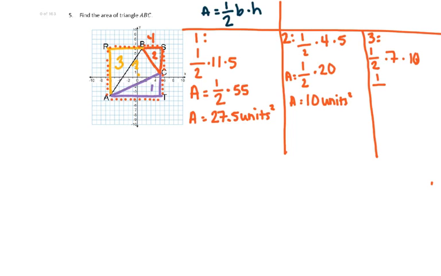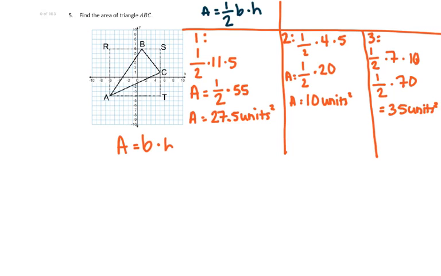So I have 1/2 times 70 now, and half of 70 is 35. So the area of that triangle was 35 units squared. And now what I need to do is find the area of the rectangle. And remember, I'm going to erase all this so we can actually see the rectangle. The area of the rectangle is simply base times height.